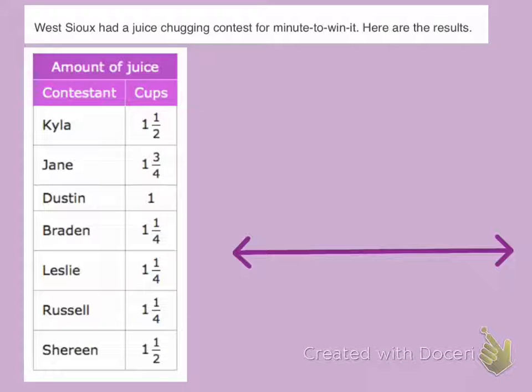First, we're going to find the smallest number used in the data table. So here I'm seeing 1, that's the smallest one, and that's going to be the first number that we start with on our number line.